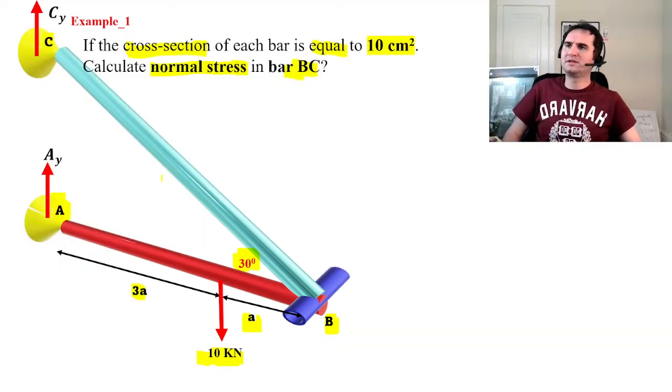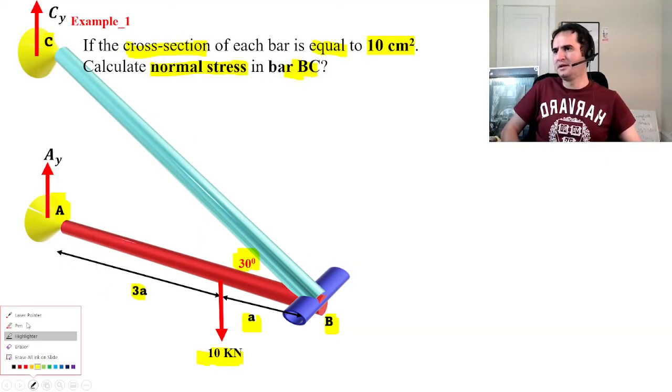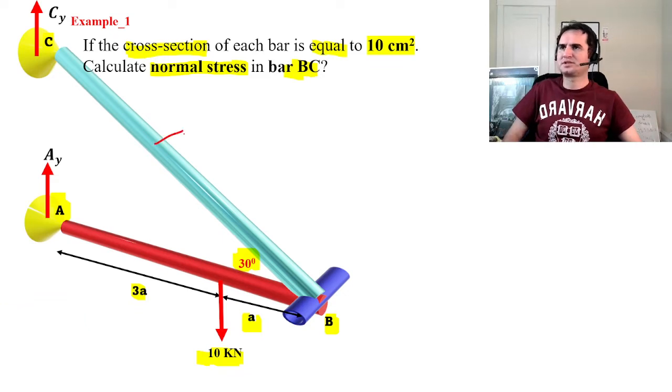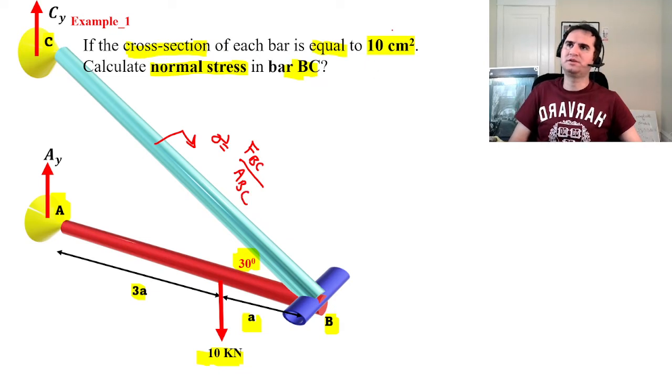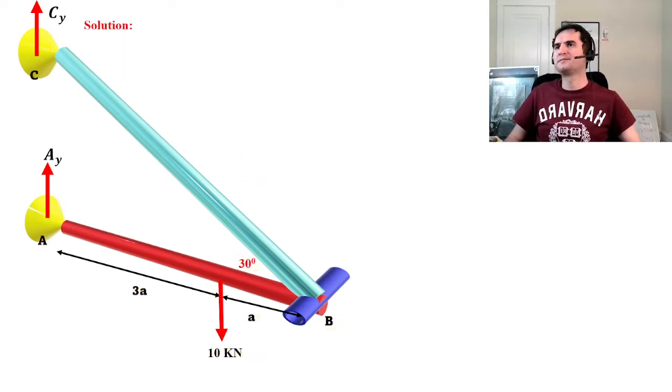We want to know what is the normal stress, and normal stress is just sigma. So that's FBC over the area for bar BC, which is provided to be 10 centimeters squared. So let's see how we can solve this problem.